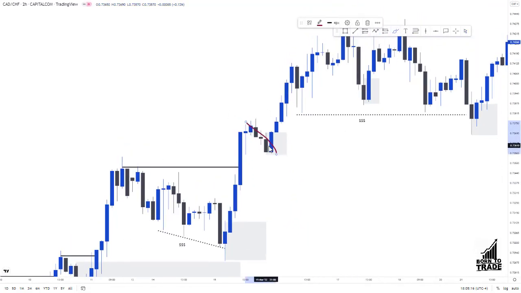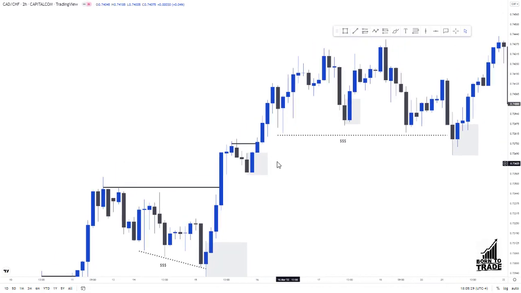Price pulls back, moves higher, breaks structure. So this was a little pullback. So when we got the pullback, we map out the break of structure here. So this is our break of structure. So when we got the break of structure, what do we do? We map out a demand zone, waiting for price to come back.